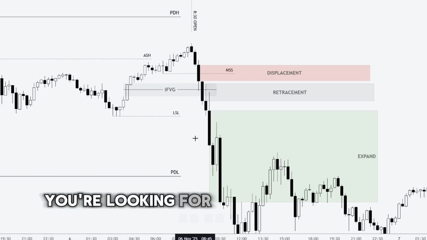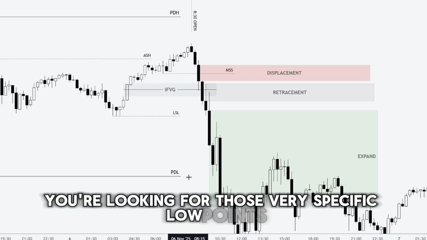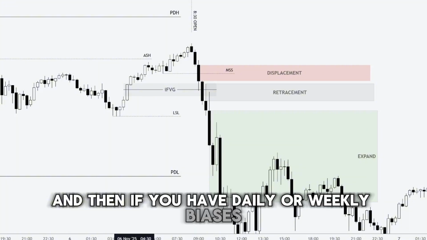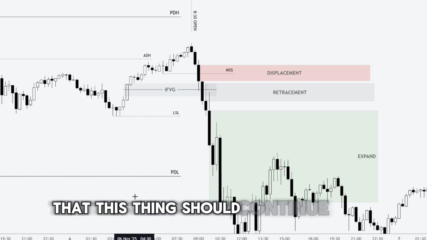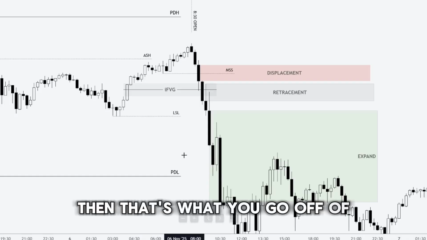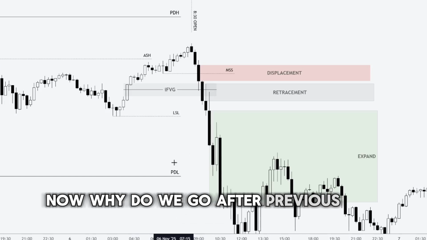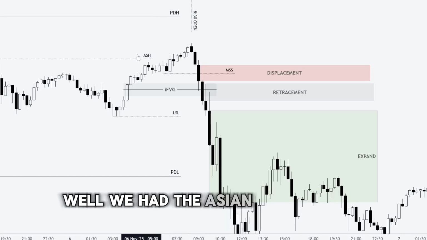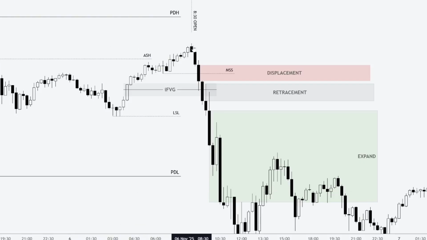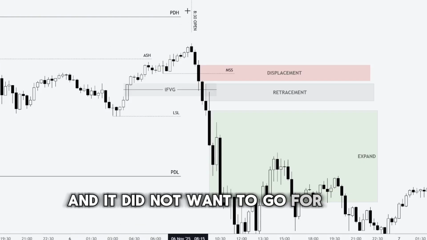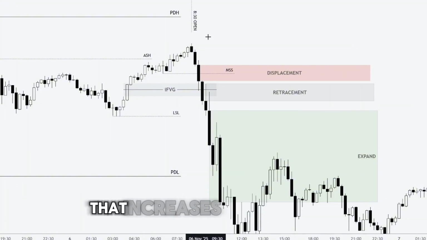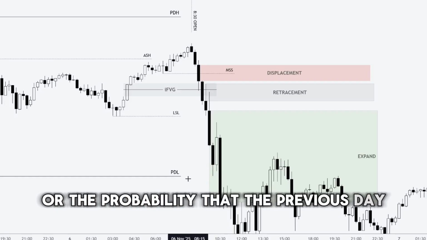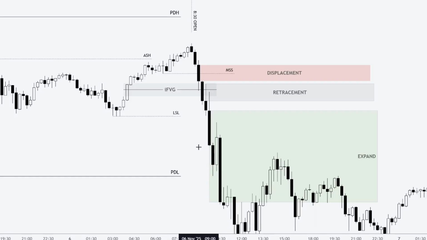This thing continues to go, but that's really what you're looking for. You're looking for those very specific low points. And then if you have daily or weekly biases that this should continue going, then that's what you go off of. Now, why do we go after previous day low versus previous day high? Well, we had the Asian session high liquidity taken out, and it did not want to go for the previous day high. That increases the probability that the previous day low is what we're going for. And that's what happens.